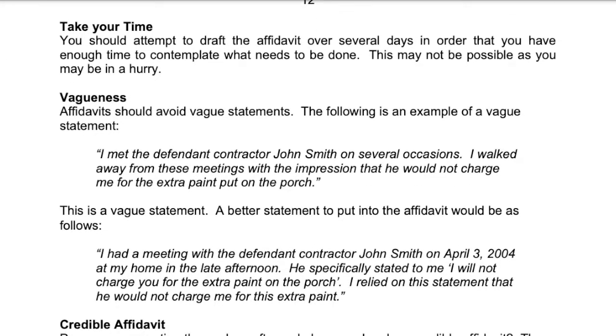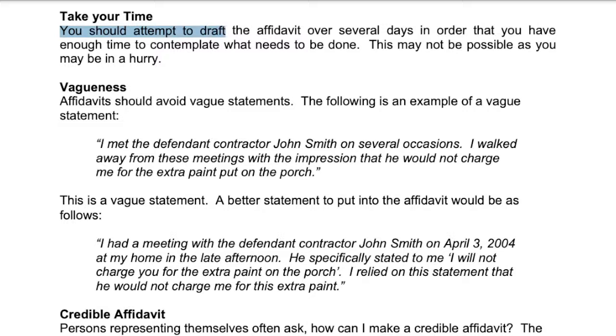Take your time. You should attempt to draft the affidavit over several days in order that you have enough time to contemplate what needs to be done. This may not be possible as you may be in a hurry.